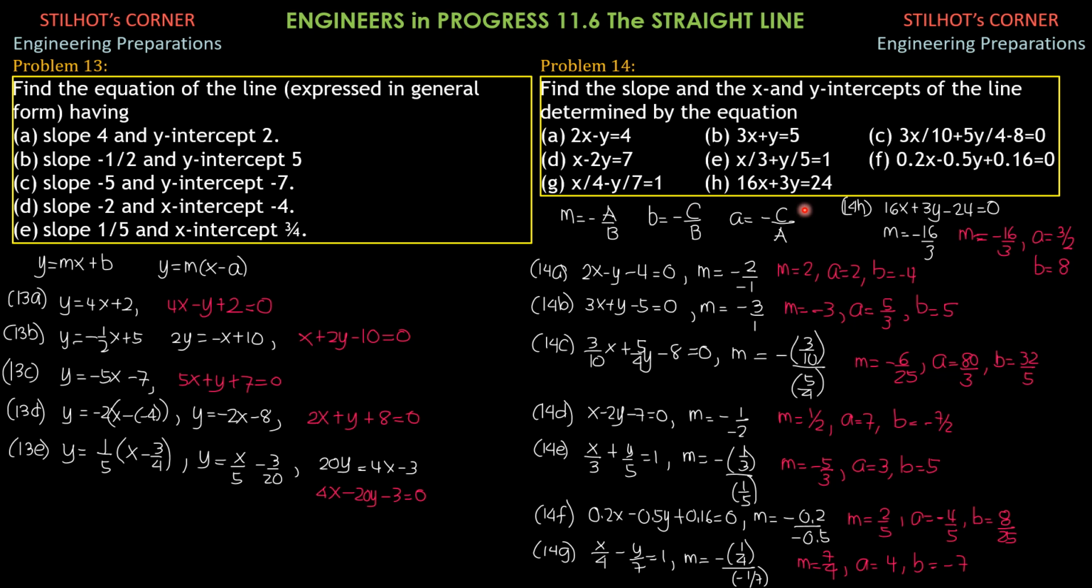For 14h, 16x plus 3y minus 24 equals 0. The slope is negative of 16 over 3, so negative 16 over 3. And the x-intercept is negative of negative 24 over 16, that's 3/2. While the y-intercept is negative of negative 24 over 3, that's 8.